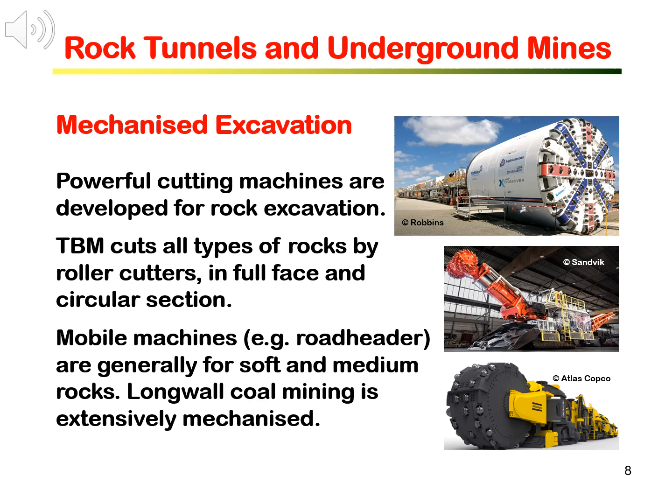Mobile machines are generally for soft and medium rocks. The middle photo shows a roller header. The lower photo is a mobile machine for hard rock cutting. Longwall coal mining is extensively mechanized, and the machine is on the last slide. We will learn more on mechanized underground rock excavation in a later session.